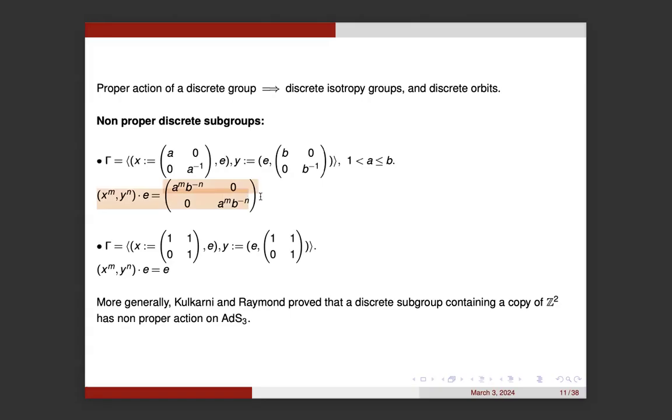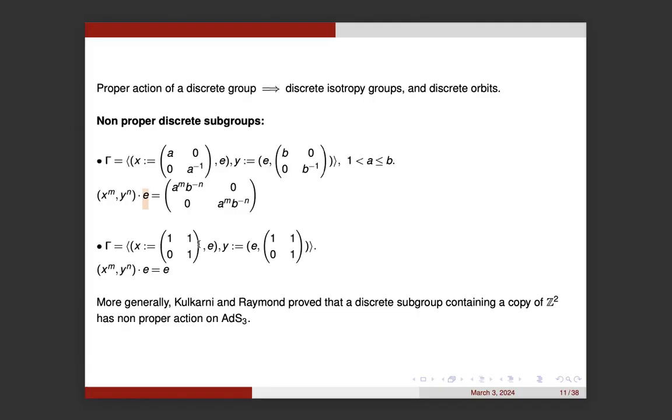I get this matrix here. And the fact is that this matrix, for infinitely many choices of m and n of the powers here, is close to the identity. So this means that I have a non-discrete orbit. The orbit of the identity element is non-discrete, and this contradicts the properness condition. So I wrote it here above. The proper action of a discrete group implies two things. It implies that I have a discrete isotropy group and I have discrete orbits.